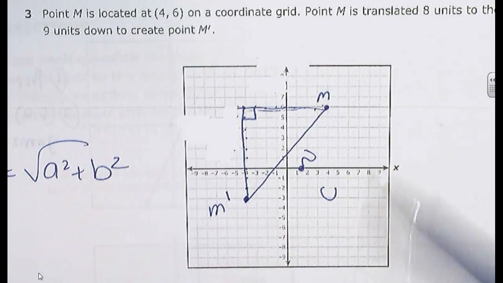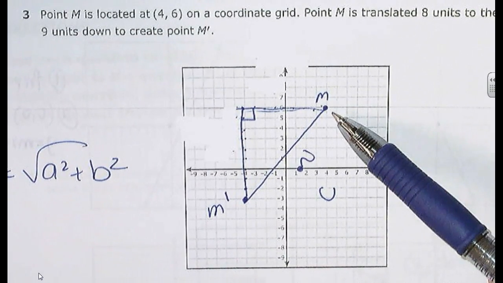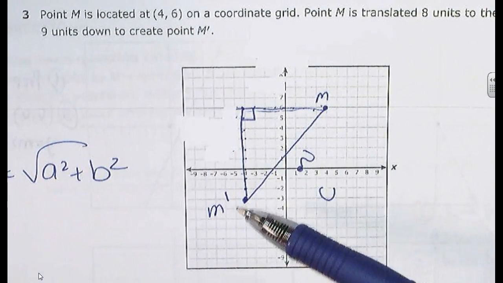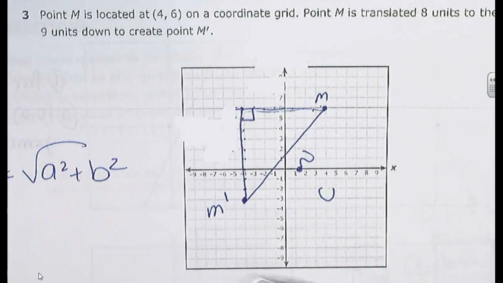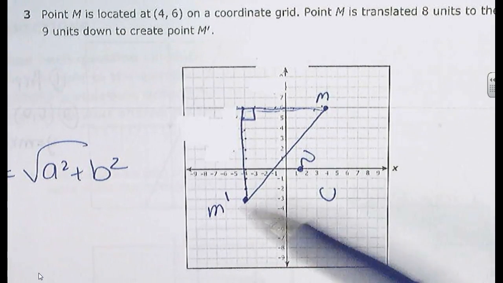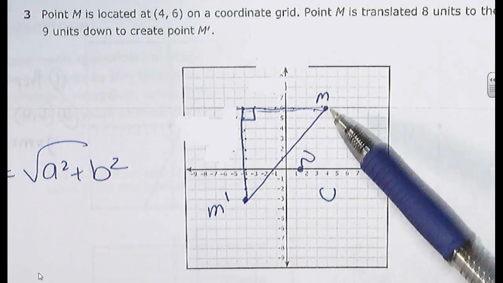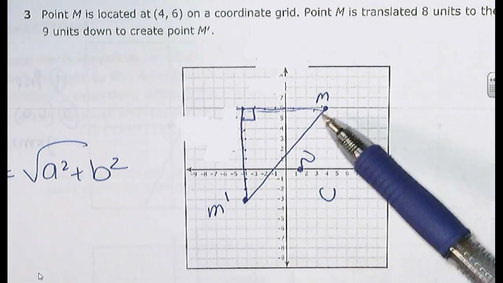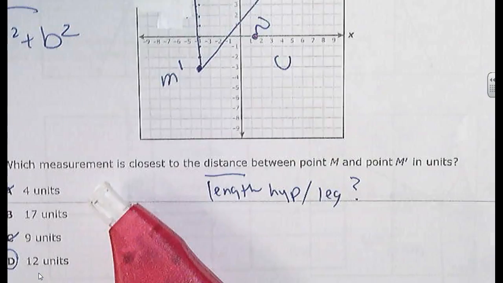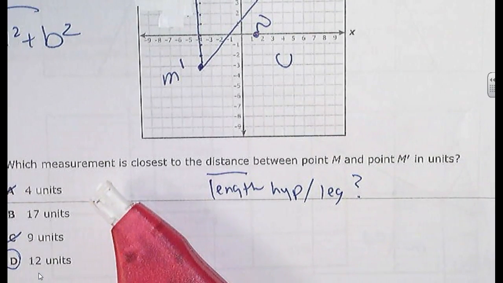Question 3. You were told to take point M and then go left and go down and create point M prime. So there's my 2 points. It asks you for the distance between these two ordered pairs. You got M and M prime. Now, a distance is a length. I've wrote this down at the bottom. And a length could be a hypotenuse or a leg because that's all you know on graphs with length.